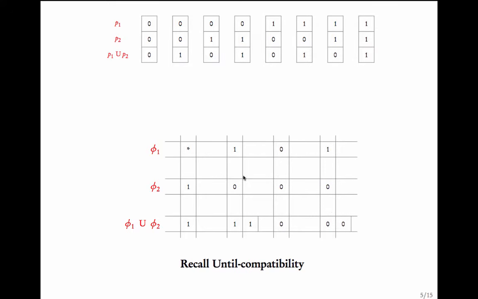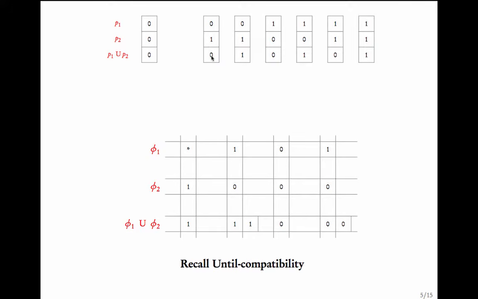Let's see. What about 0, 0, 0? 0, 0, 0 is a possibility. It says that phi1 is 0, phi2 is 0, and phi1 until phi2 is 0 as well. What about 0, 0, 1? 0, 0, 1 is not possible because this says that P1 is 0, P2 is 0, but P1 until P2 is true in that position. This cannot be the case. So this cannot be a potential column in the expansion, so we remove that.